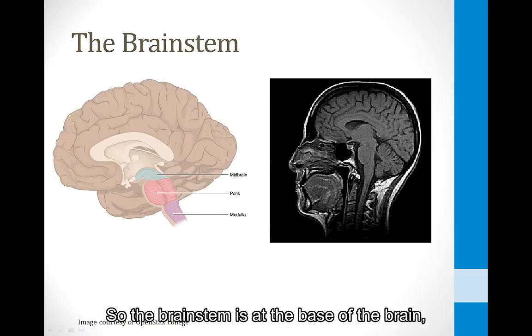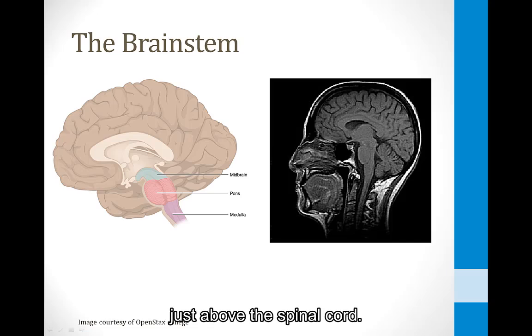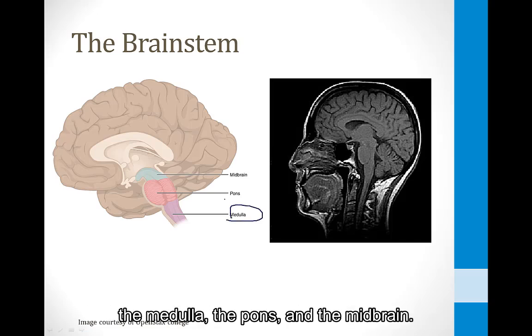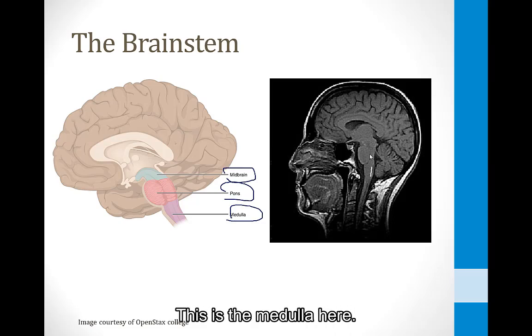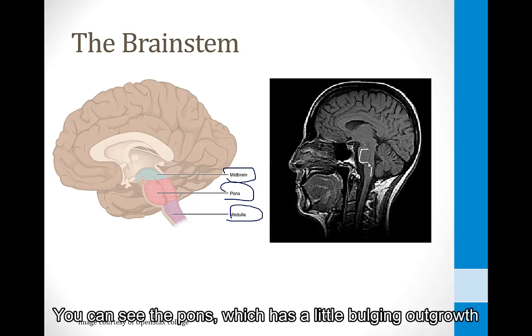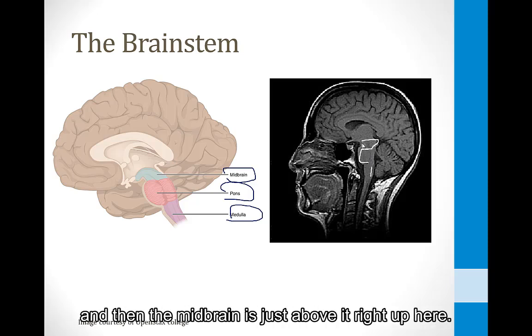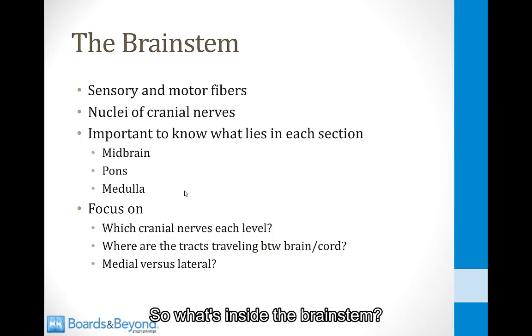So the brainstem is at the base of the brain just above the spinal cord, and there are three components to the brainstem: the medulla, the pons, and the midbrain. You can see it over here in this MRI image of the head. This is the medulla here. You can see the pons, which has a little bulging outgrowth, and then the midbrain is just above it right up here.